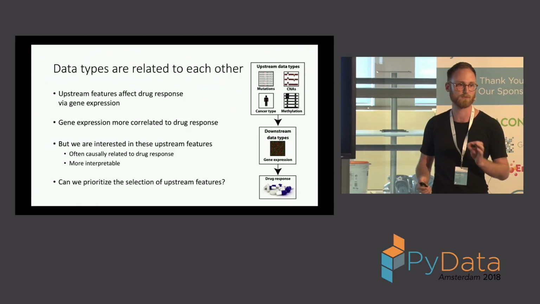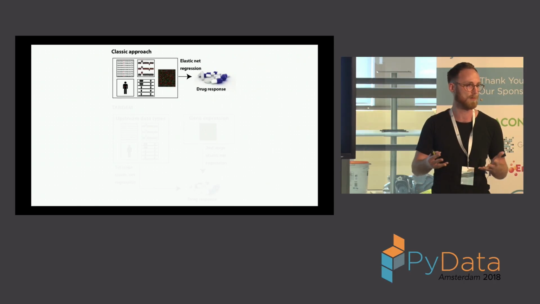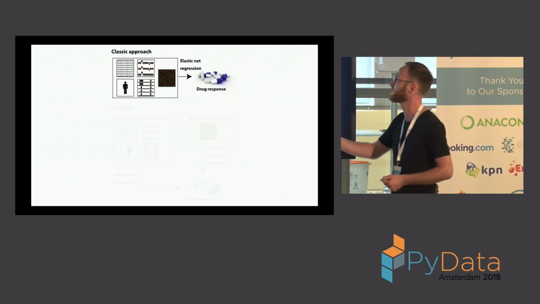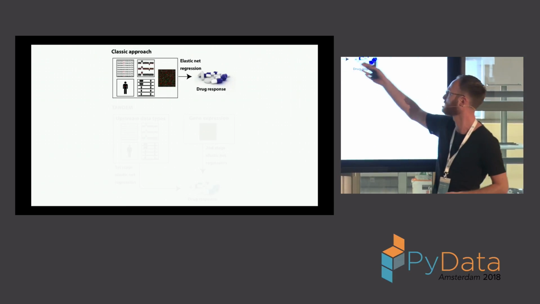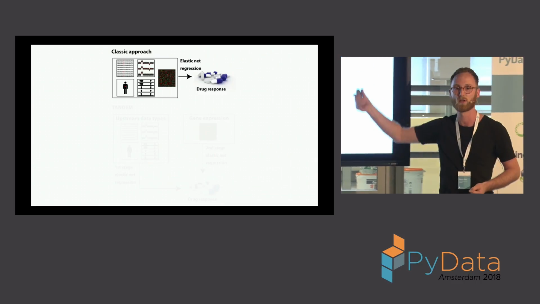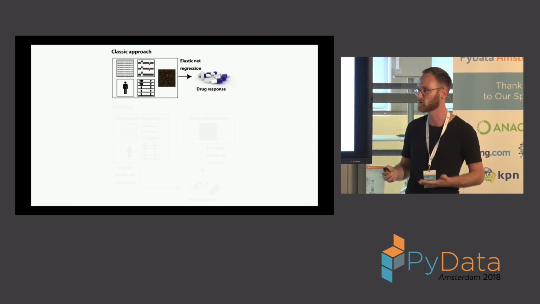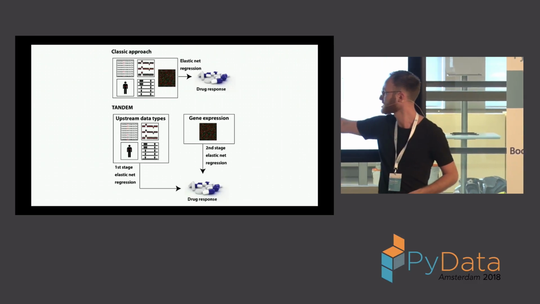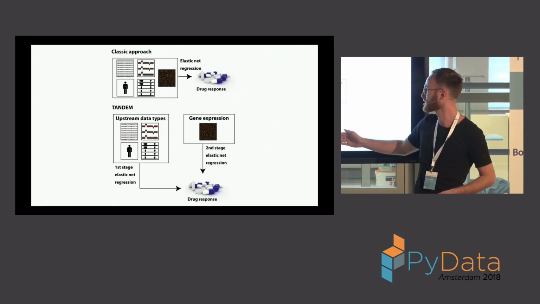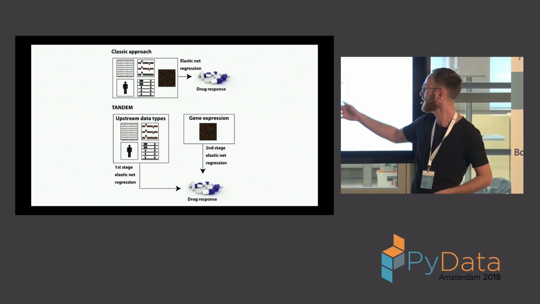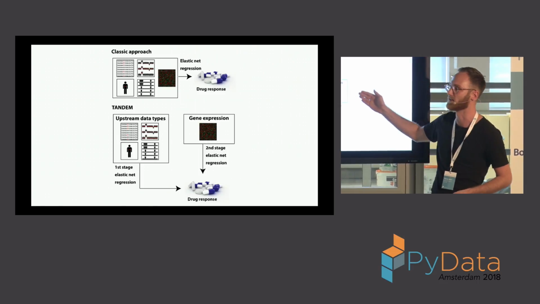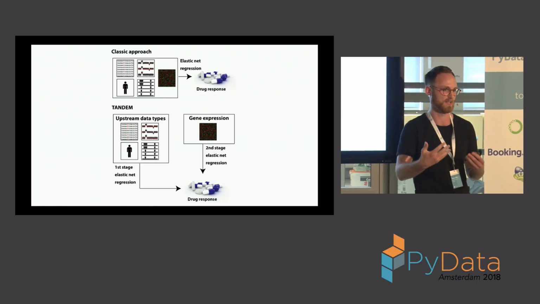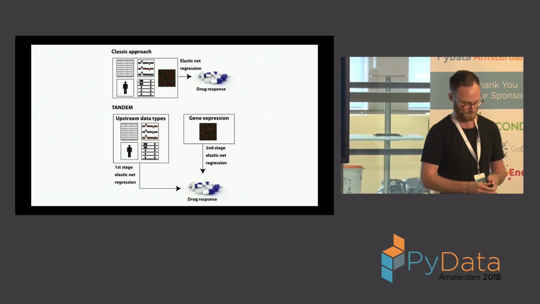The way that we're going to do that is very simple. Remember that our previous model combined all these data types, put them into one big feature matrix and then predicted the drug response. What we're going to do is a 2-stage approach that we've called tandem, where we first take the upstream data types, explain as much as possible of the drug response using those data, and then in the second stage, we're going to explain the remainder using gene expression. So we're predicting the residuals in the second stage.